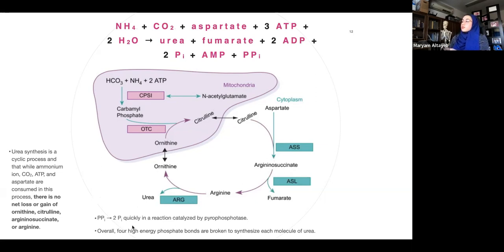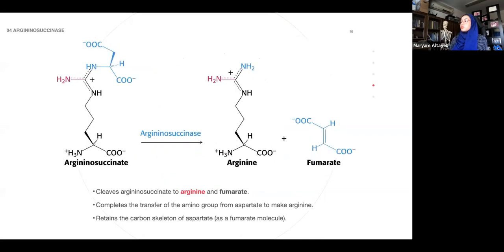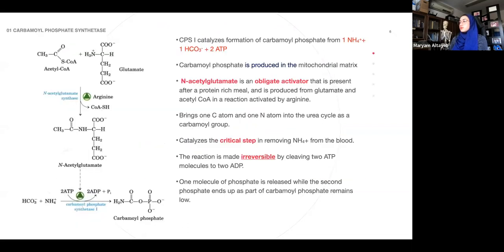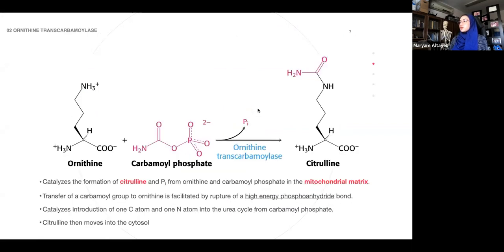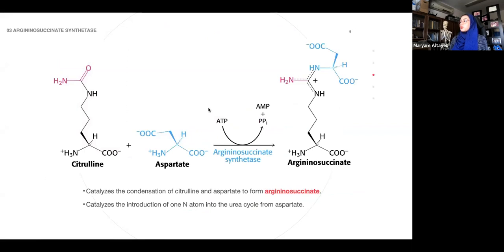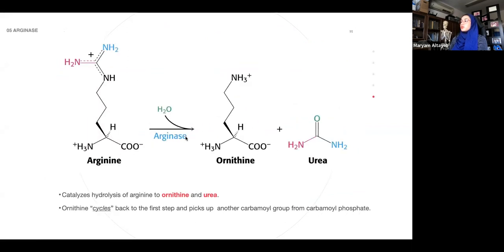Okay, and so for this whole process, we have 4 high energy bonds that are used to synthesize 1 molecule of urea, right? Because we needed 3 ATP, and then that gave us 2 ADP. You can see that here as well. So if we go back through the steps, you can see that here we use 2 ATP, right? Not release the phosphate. Here we used 1 ATP, that also used this, and then this was broken down.